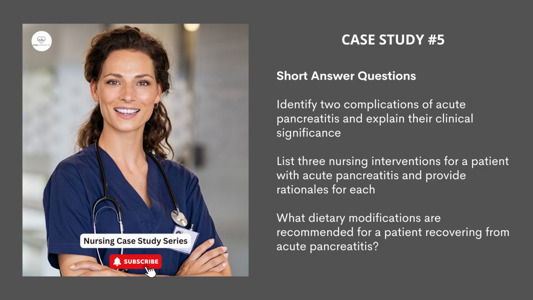List 3 nursing interventions for a patient with acute pancreatitis and provide rationales for each. Here are 3 important nursing interventions. Monitor vital signs. Detects early signs of hemodynamic instability or infection. Maintain NPO status. Reduces pancreatic stimulation and allows the pancreas to rest. Administer IV fluids. Addresses dehydration and maintains hemodynamic stability.